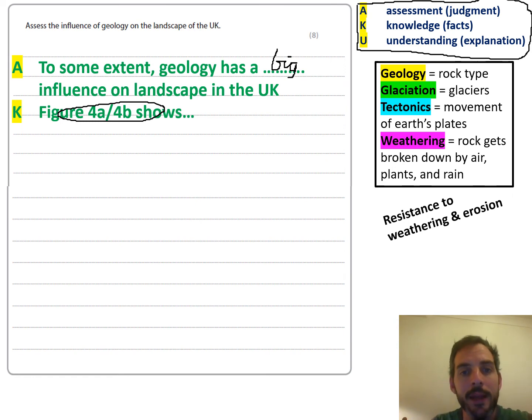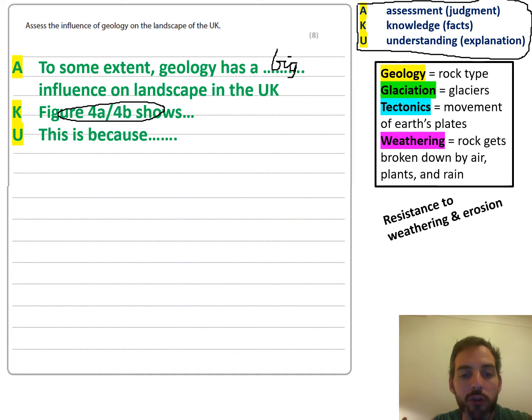Then you've got to explain it. So for example, and this is where your understanding comes in, if you said that figures 4A and 4B show that areas of igneous rock or areas of metamorphic rock create upland areas, you need to say why. So you need to talk about the rock. You need to say this is because the rock is resistant to erosion, so it tends to form upland areas in the UK, and that would be fine.